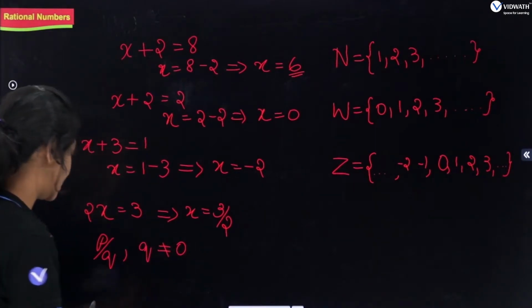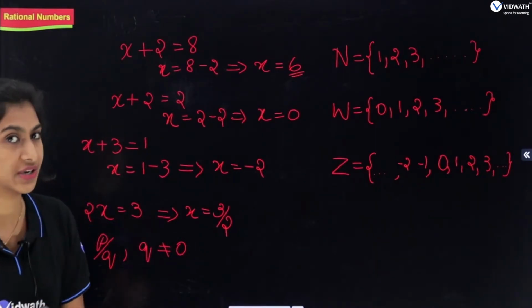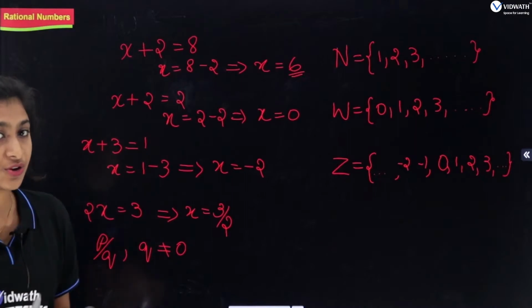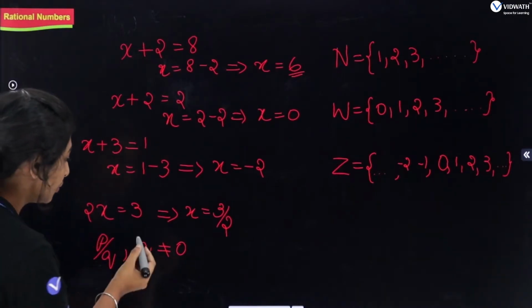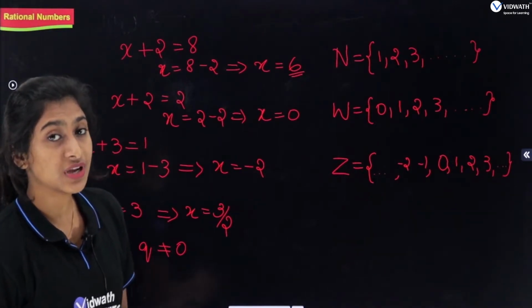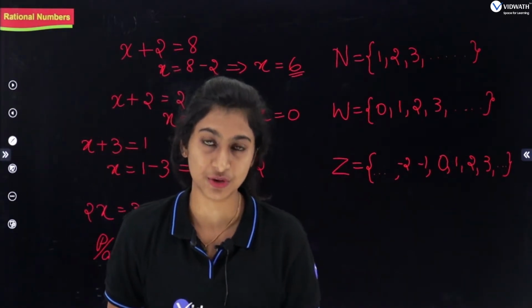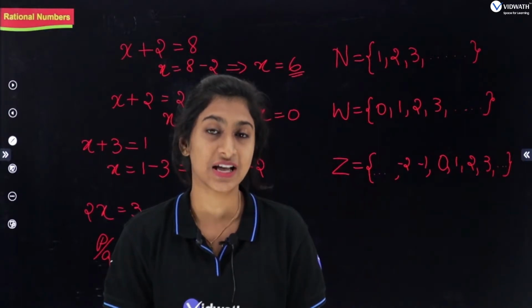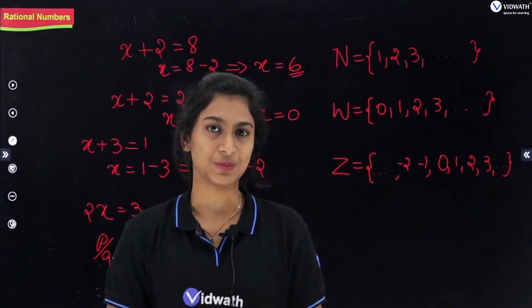If q is equal to 0, then the number is not defined. Any number divided by 0 is not defined. So, q should not be equal to 0. So, we can say that rational numbers are represented in the form of p by q, where p and q are integers and q is not equal to 0.